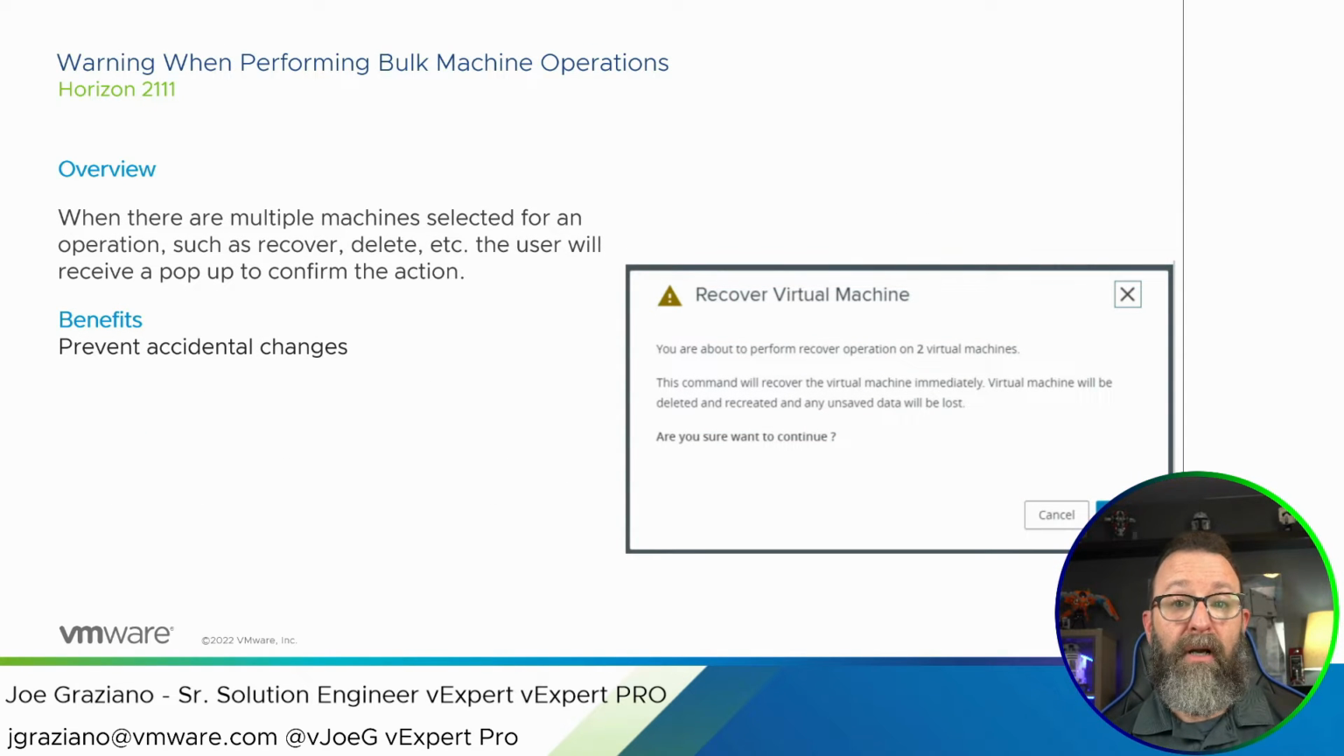So bulk machine operations. How many of you have picked a whole bunch of different machines and said, I want to do this, or I want to set up a recovery? The system is now going to just double check. It's going to ask you, you chose a lot of things. Is this really what you want to do? If you are, click continue. If you aren't, you can click, oh, darn, I didn't mean to do that. Let me click cancel. Let me go back and look at what I was doing. Again, it prevents accidental changes.